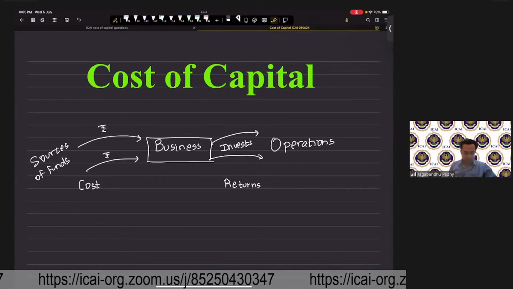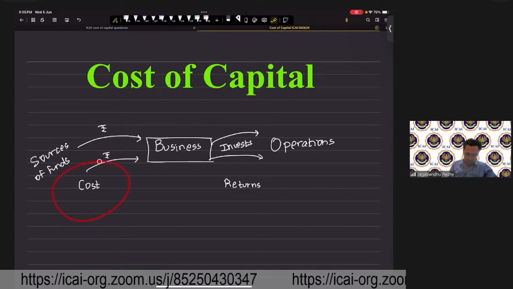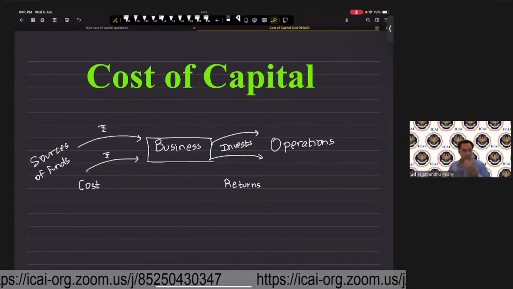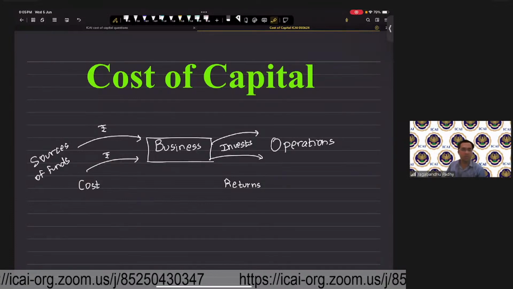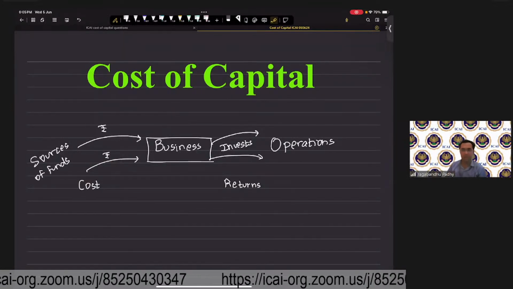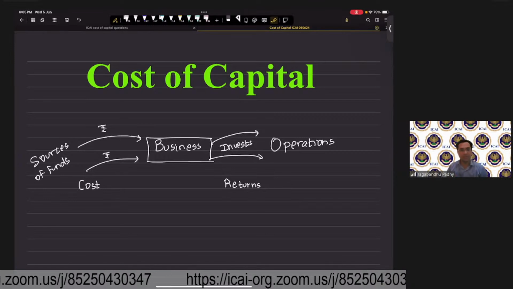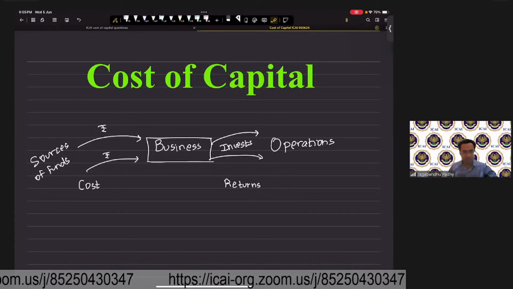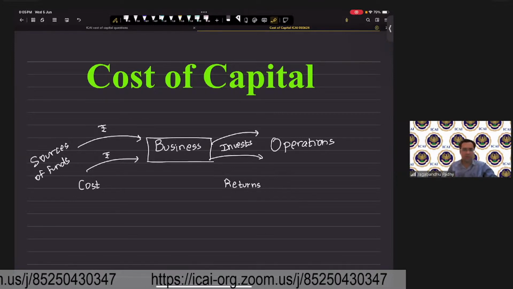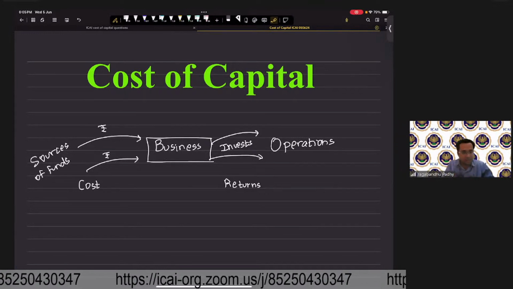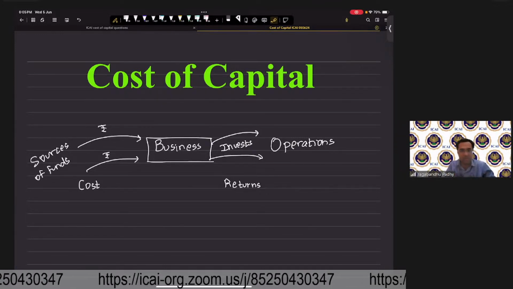Our agenda for today is to understand this aspect of the business: from whatever sources we are able to get the money, what is the cost of the funds that we are raising from the market? Those costs of funds will vary according to the type of funds that we are raising.